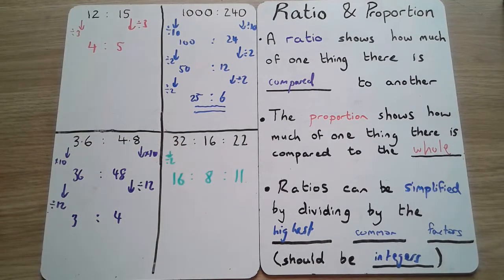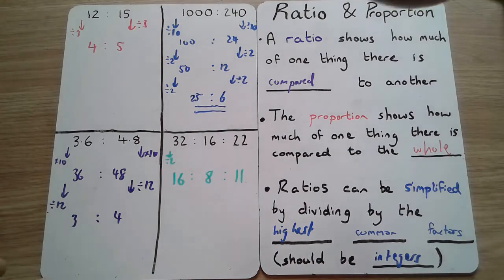Now, because I have 3 numbers here, although 16 and 8 have a common factor of 2 or 4, 11 doesn't. So I can no longer simplify this, because 11 is a prime number. And effectively, that is how we simplify ratios.